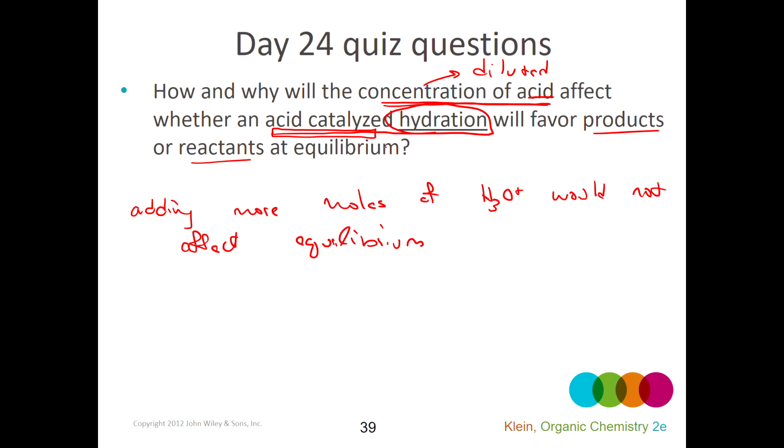We're talking about adding more water to dilute the catalyst, because water is a reactant in the hydration reaction, and adding a reactant in the hydration reaction will shift it toward products in the equilibrium. Any questions about that one?